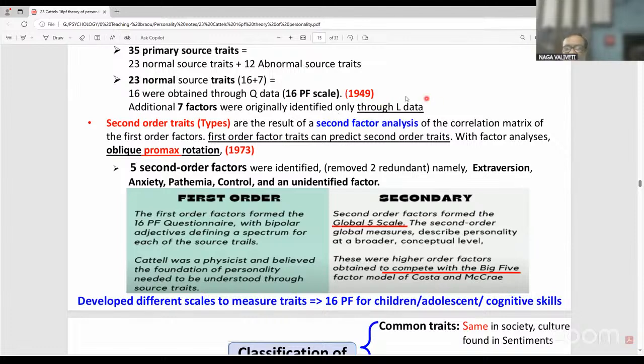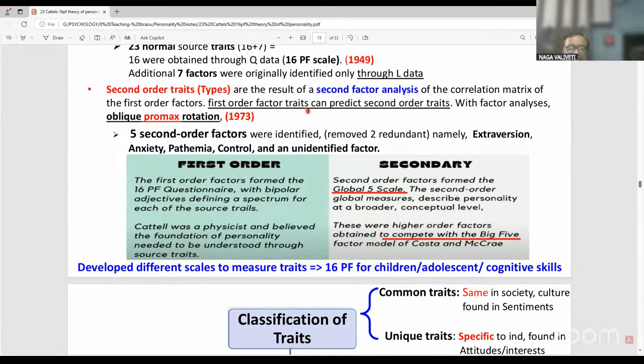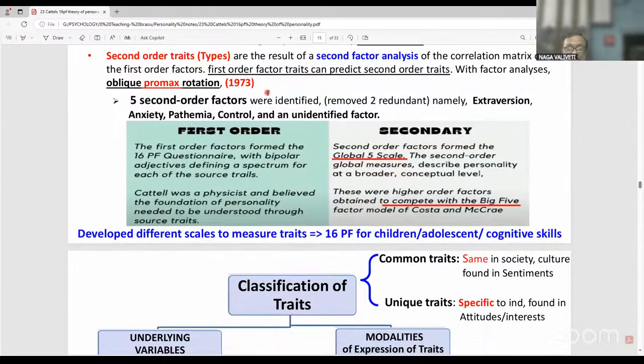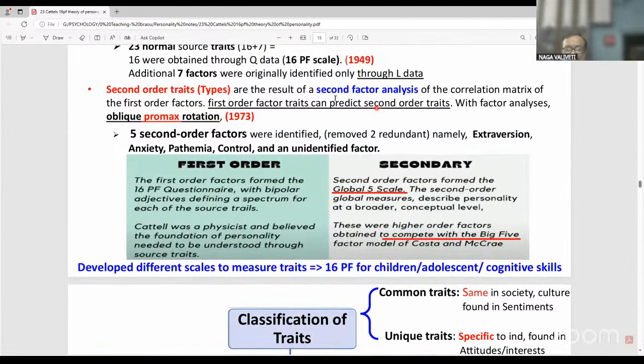Life circumstances, what is the income and other things, like the family structure, combined family, joint family. That's why he had taken only 16 factors into account. He eliminated 7 factors. Then after arriving at the 16 factors, he did the second round, the second order of factor analysis, and arrived at the 5.